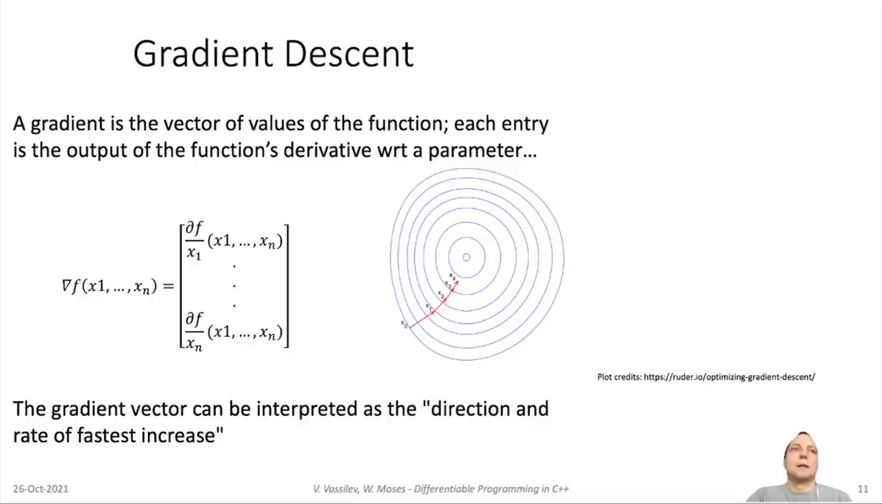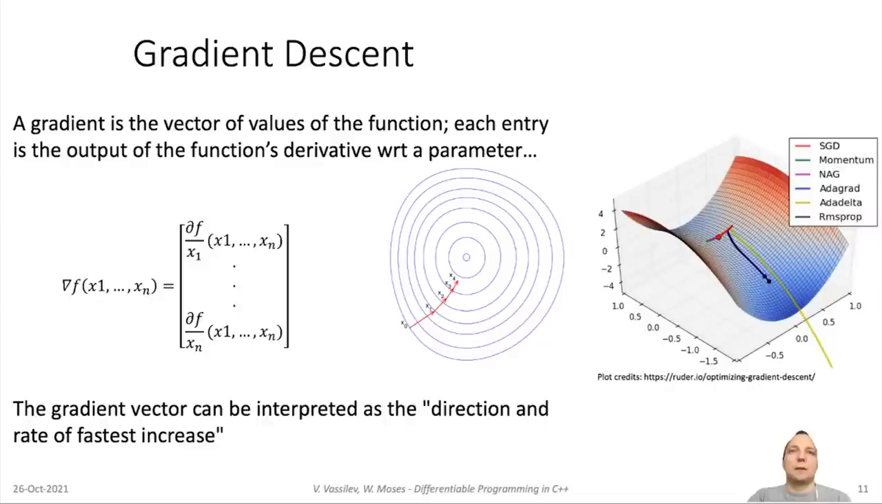The gradient descent optimization relies on gradients, that is a vector of derivatives with respect to each input variable. This gradient vector can be interpreted as a direction and the rate of the fastest increase or decrease. In essence, it makes steps towards a direction, reassesses whether it is still on the right path, and continues. There are multiple implementations, as you can see here, of that approach. Here, interactively, is the comparison between several different approaches and how quickly they converge towards the minimum.